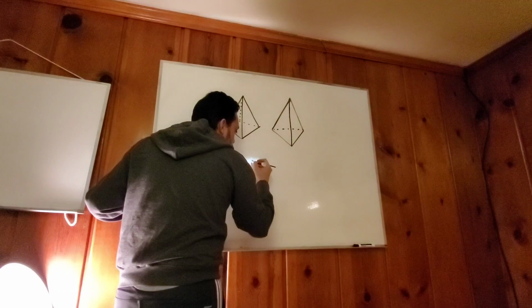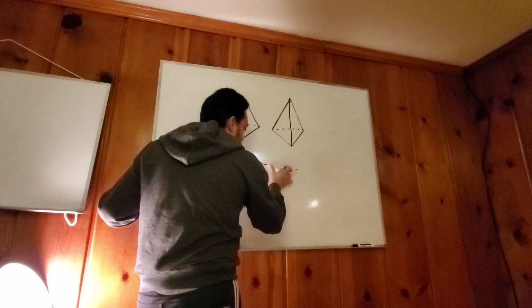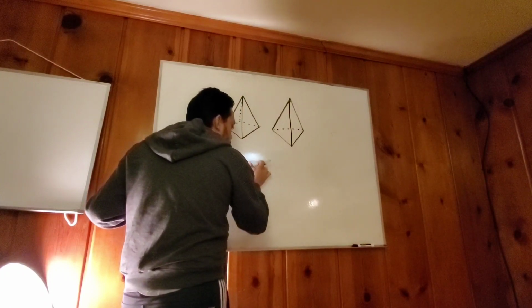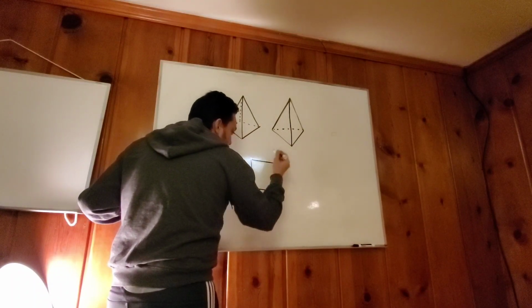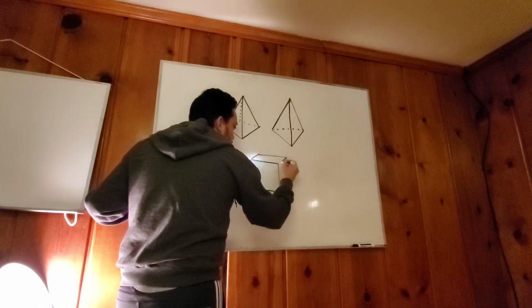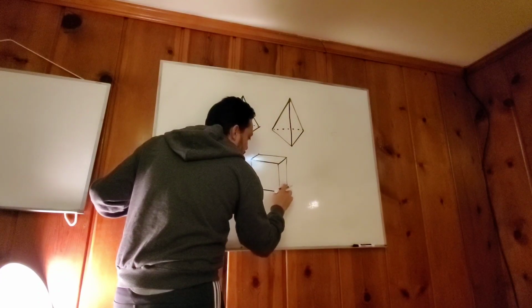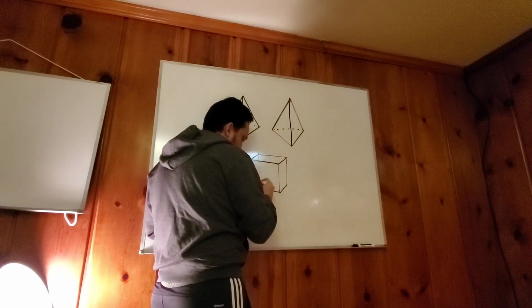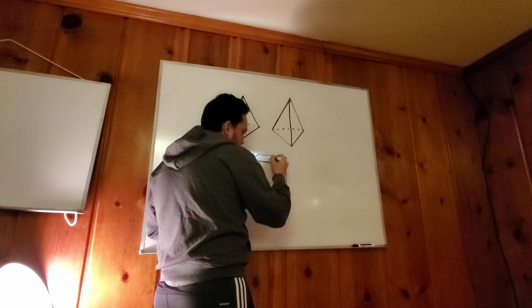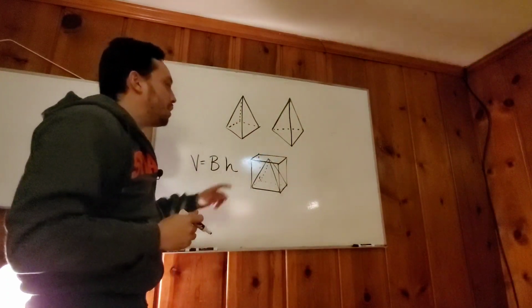How do you draw a cube? I think I'm making this more complicated than it needs to be. Let me just redraw this. Let's make a square, somewhat like a square. All right, so we have a cube. Inside the cube, we have a pyramid. So we have a pyramid inside the cube.